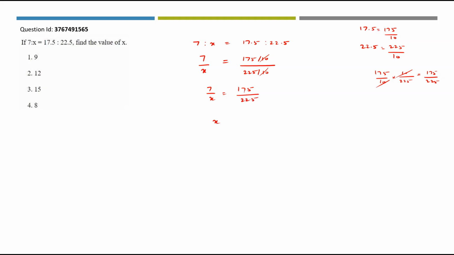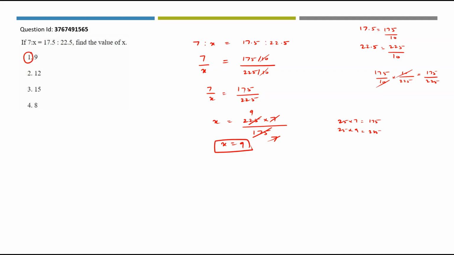Now we have to calculate x. 225 into 7 divided by 175. 25 into 7 will be 175. 25 into 9 will be 225. So this will be 7, this will be 9. Again 7 and 7 will get cancelled. So what is the value of x? It is 9. Option number 1 will be the right answer.